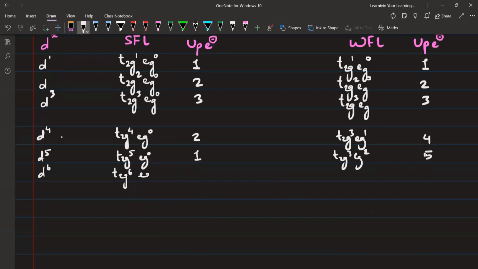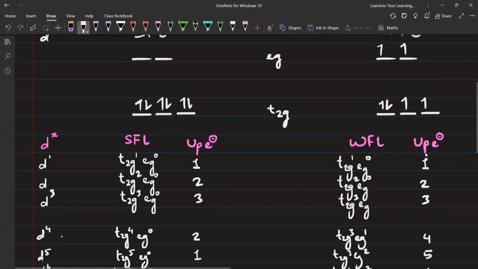So now the configuration will become, we are having D6 and the configuration is going to be T2G6, EG0, number of unpaired electrons is 0. In this case, T2G4 and EG will be 2. The number of unpaired electrons is going to be how much? Char. Kitna jayega? Char. Four. Four, correct.